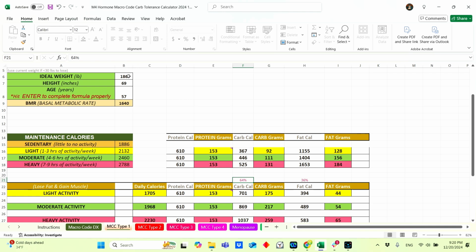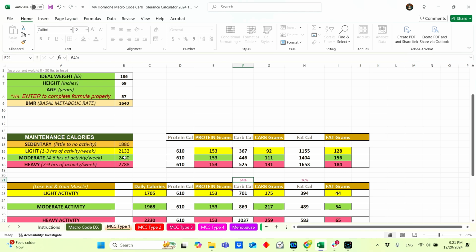I have already pre-populated it with ideal weight. Notice, for the carb type calculators, we are not worried about more than 200 pounds or less than 200 pounds. We are only worried about greater than or less than 30 pounds to lose. If you have more than 30 pounds to lose, you're going to use your ideal weight. If you have less than 30 pounds to lose, you're going to use your current weight.